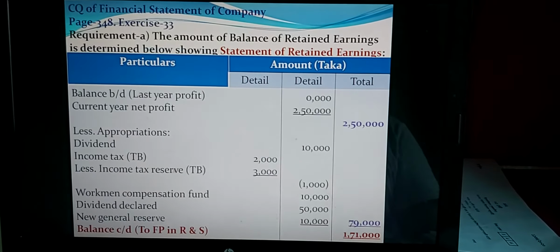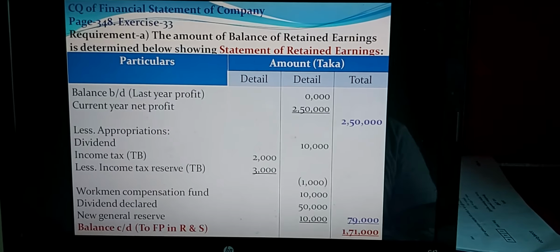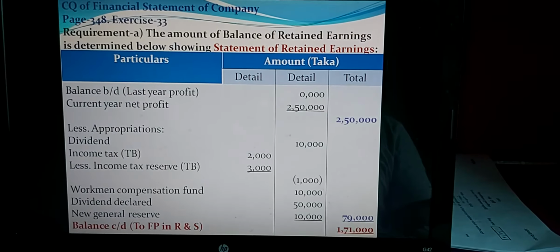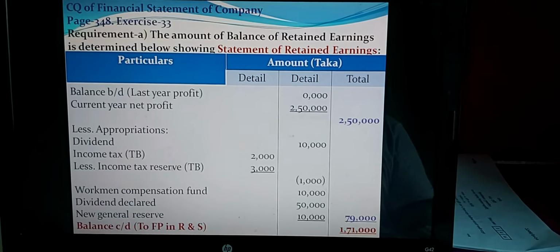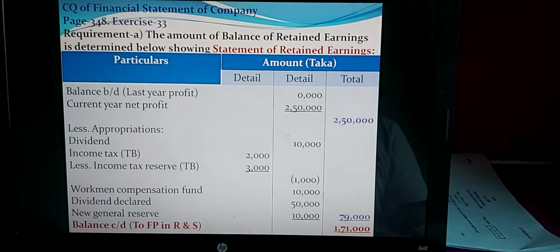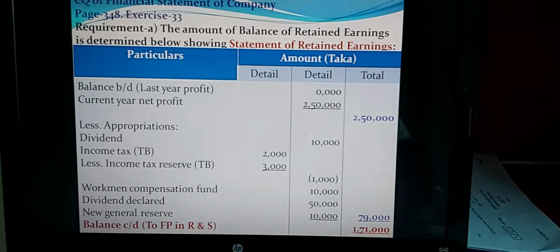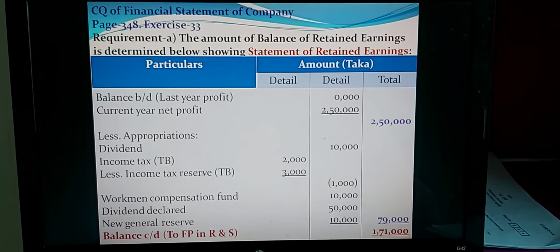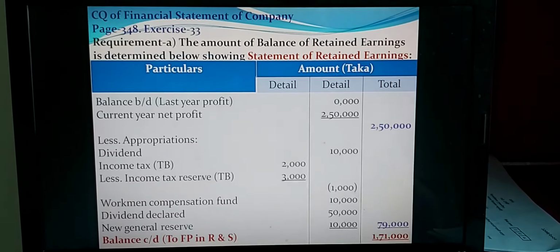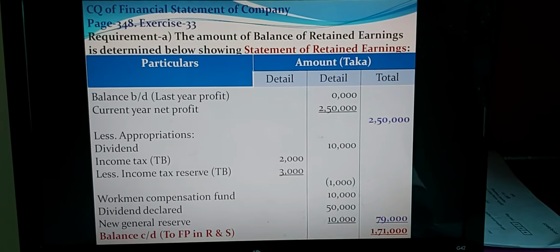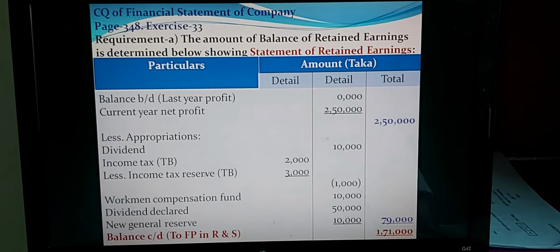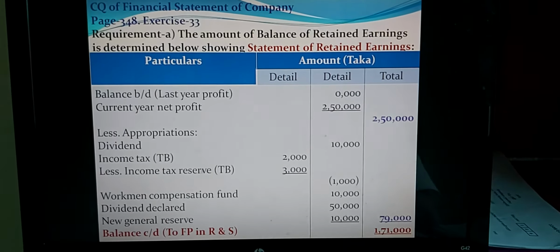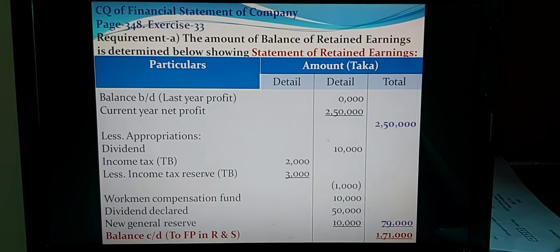And then you can deduct the appropriations item from the net profit. So appropriations, which items are related to appropriations in this math? You can see in this screen, in the slide. First item, dividend. Dividend in trial balance taka 10,000 is available. You can write it in middle column.